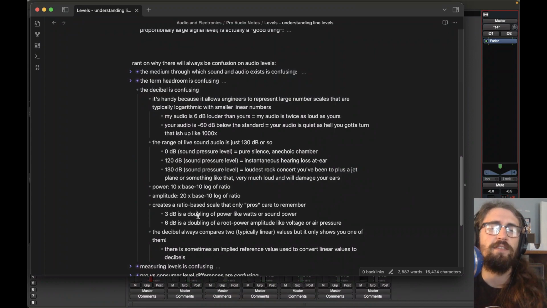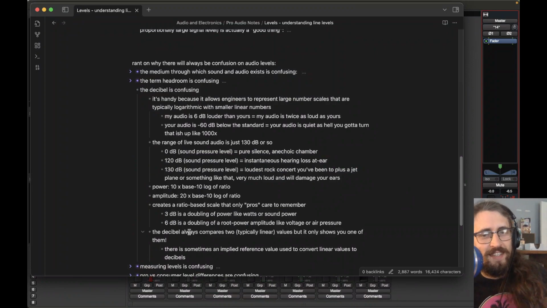But the confusion that happens here is suddenly decibels start getting thrown around, and really only the most professional of the pros really remember this: a 3 dB increase or decrease is a doubling or halving of power values like watts. So if I'm saying I just doubled my power, I could say I increased my power by 3 dB. But if you're talking about an amplitude and you say, oh, I just doubled my amplitude, that is a 6 dB increase. Or I just halved my amplitude, that's a 6 dB decrease. It's just confusing. I'm never going to remember this. It's a completely arbitrary scale, and we have to remember the different scales.